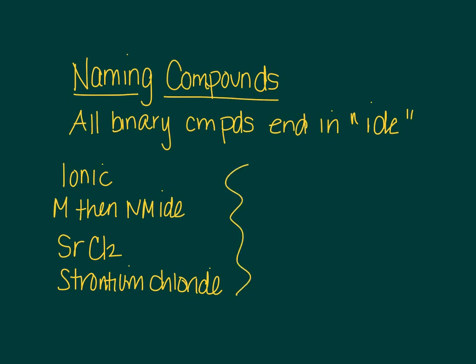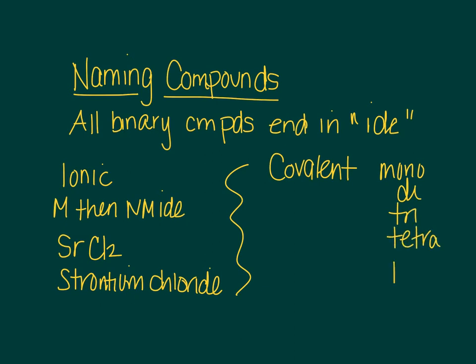If it's covalent, then we have to use prefixes. So we have mono, di, tri, tetra, penta, etc. Remember that the first one, if it's 1, we never name it as mono. We just name the element, so this is carbon. If the second one is 1, then we use the mono. So this is monoxide, because we can't have 2 vowels.